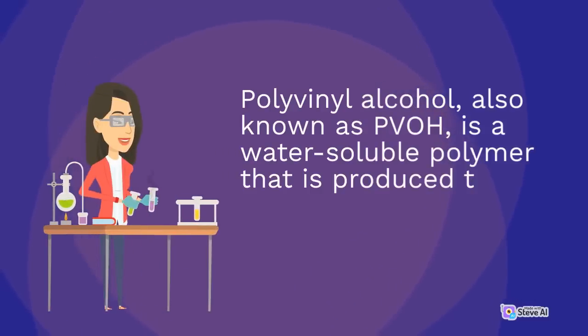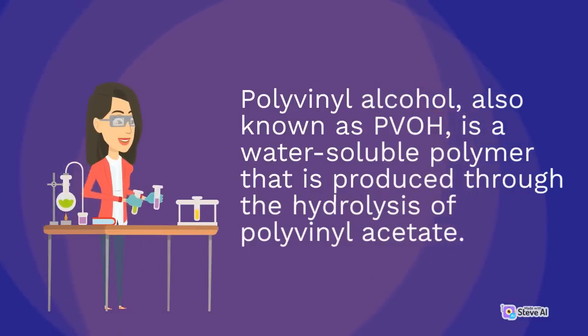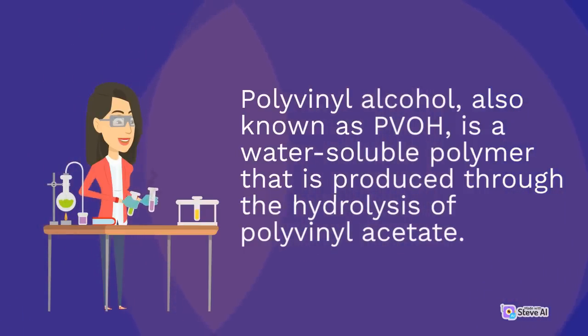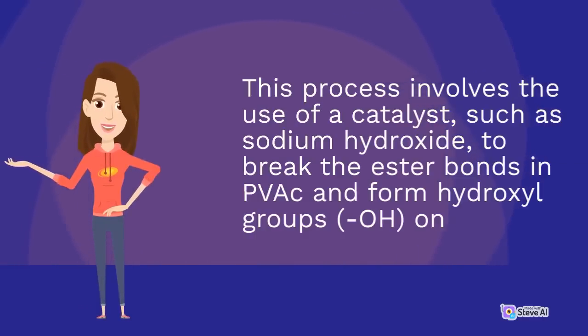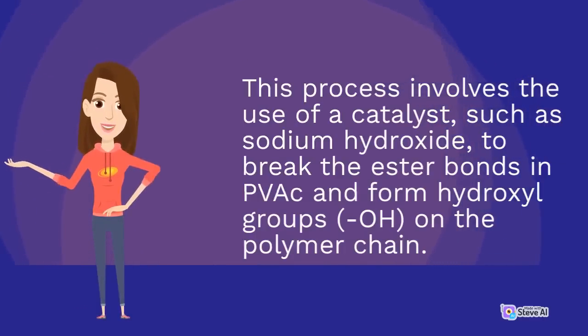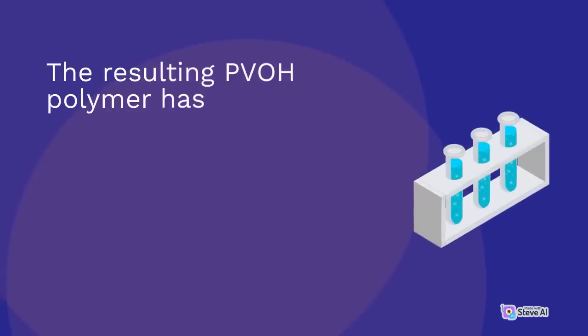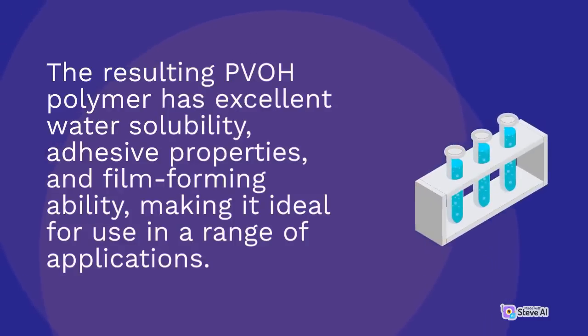Polyvinyl alcohol, also known as PVA, is a water-soluble polymer that is produced through the hydrolysis of polyvinyl acetate. This process involves the use of a catalyst, such as sodium hydroxide, to break the ester bonds in PVAc and form hydroxyl groups, OH, on the polymer chain. The resulting PVA polymer has excellent water solubility, adhesive properties, and film forming ability, making it ideal for use in a range of applications.